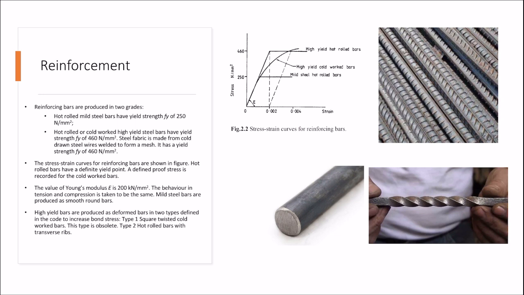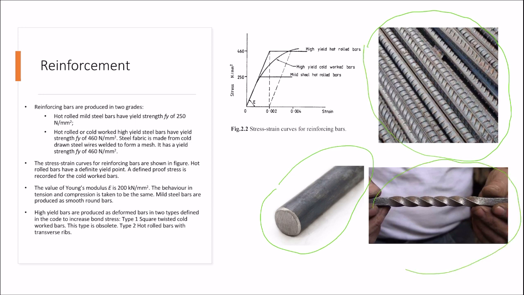Okay, right now you have two types of bar, one of which is mild steel. Mild steel will look like this. If you ever went to any construction site before, you will see this type of bar. And for hot rolled or cold worked high yield steel, this is the one. Macam ini ataupun like this. Normally, in site, you akan nampak this one.